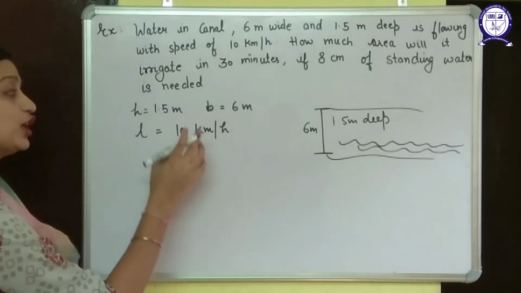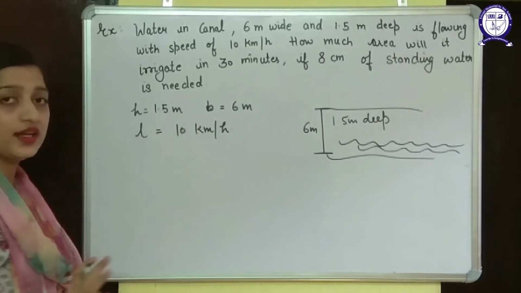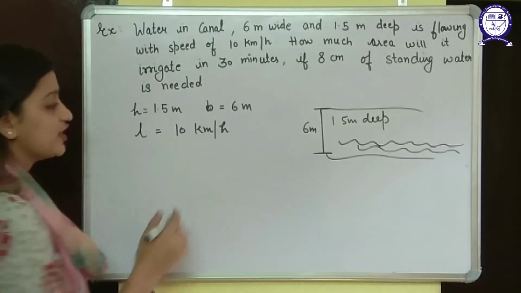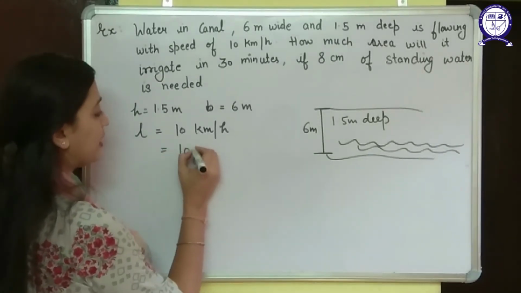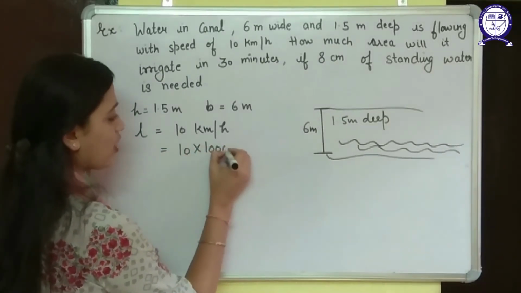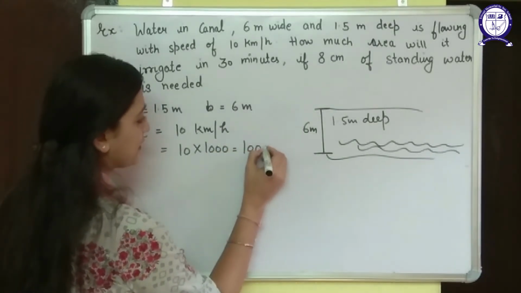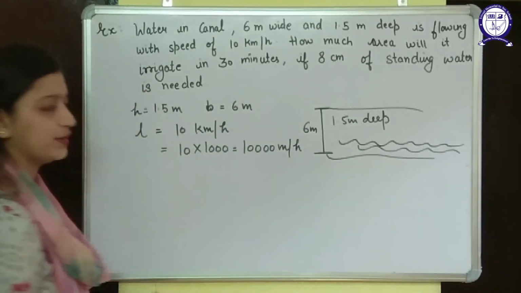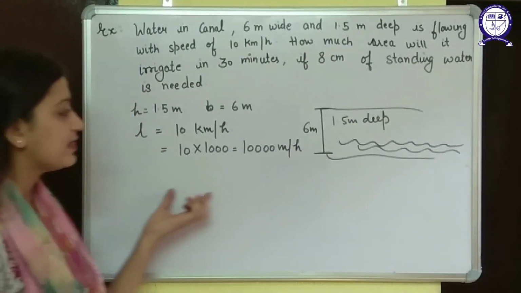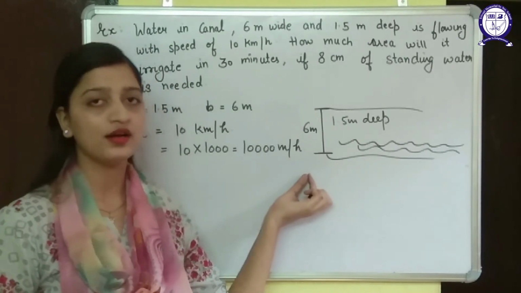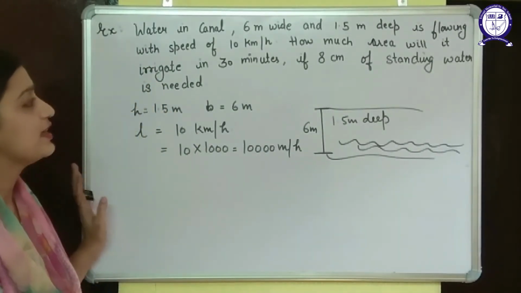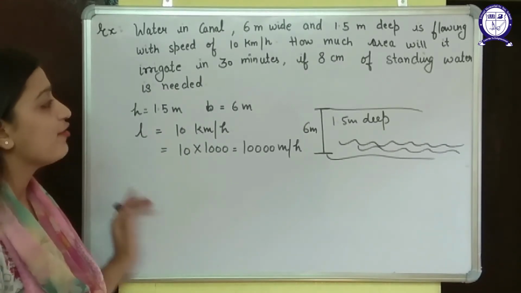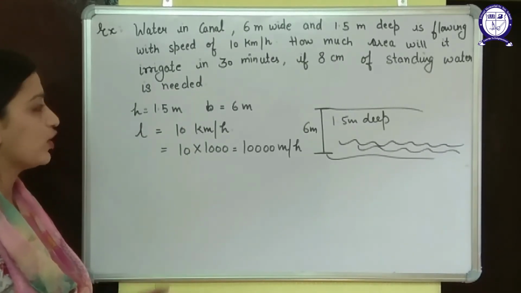First of all, this is in kilometers, so I need to change it into meters because the other two dimensions are in meters. So how to change it into meters? We will multiply it by 1000. So this is my 10,000 meter per hour. This is the length in meter per hour. Now it says how much area will it irrigate in 30 minutes if 8 centimeter of standing water is needed.